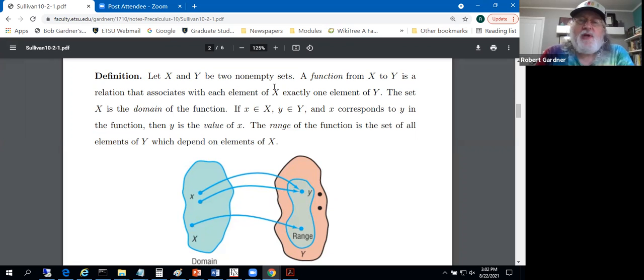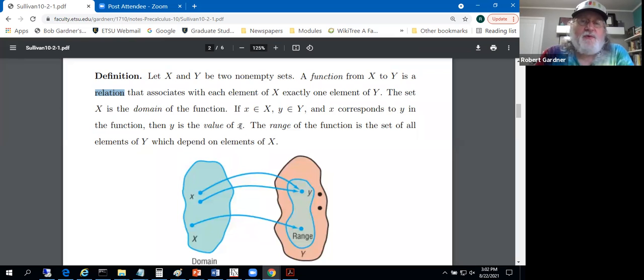Let X and Y be two non-empty sets. This is a big moment in Precalculus 1. A function from X to Y is a relation, told you so, that associates with each element of X exactly one element of Y. The set X is the domain of the function. If lowercase x is in set X and lowercase y is in set Y, and x corresponds to y in the function, that is, if you have the ordered pair x comma y in the relation, then y is the value of x.